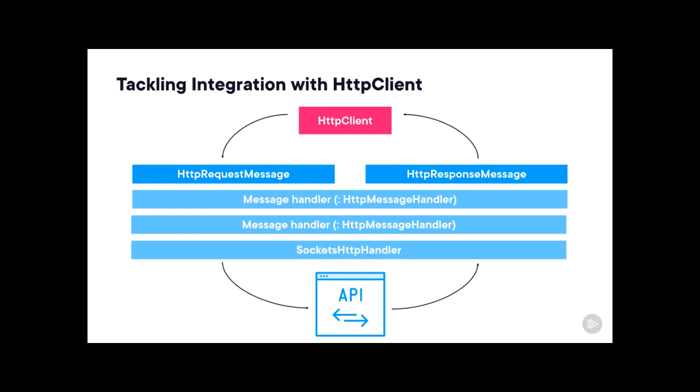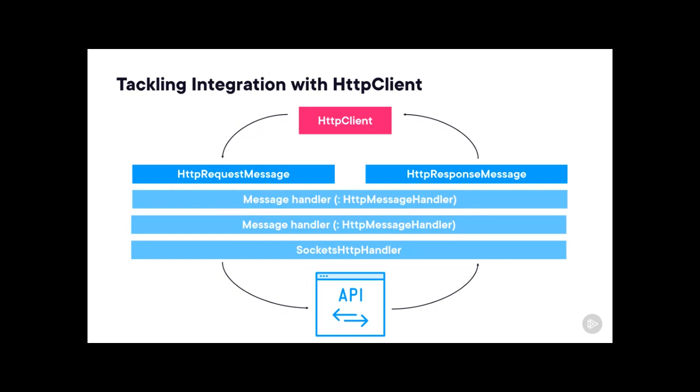The SocketsHttpHandler is typically the last one in that chain, as that one actually sends a request over the network. But any of the previous handlers can decide not to pass on the request to the next handler. A good example is a caching handler, which would inspect the request, check if a previously stored response is available, and if it is, return that response instead of passing through the request to the SocketsHttpHandler.